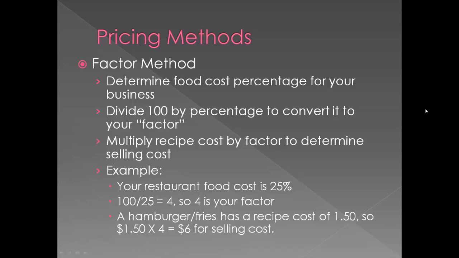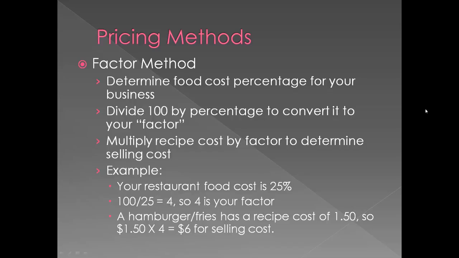Once you have determined your food cost percentage for your business, you divide 100 by the percentage to convert it to a factor. And again, there's going to be an example to show this. Then you multiply the recipe cost by that factor to determine the selling cost. Now, I believe in restaurants, you never want to be over 35% food cost percentage. Some items might be over it, but then you need some items that are way below it to counter that overage. But the lower you keep it, the better your profit will be, but then you have to balance that with quality as well. So there's a lot of things to take into consideration.